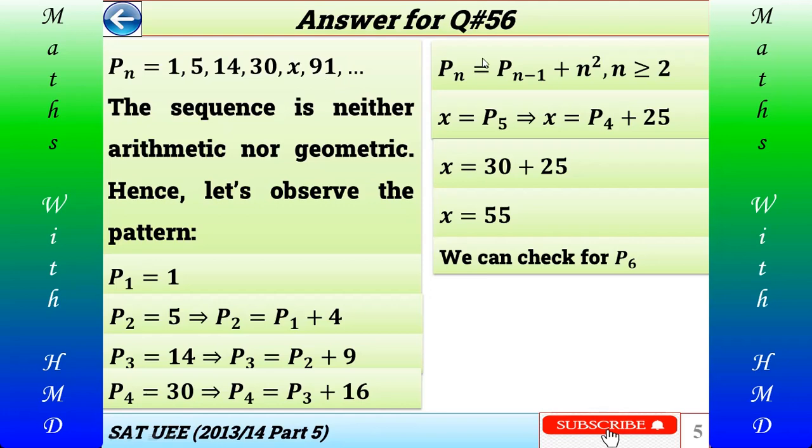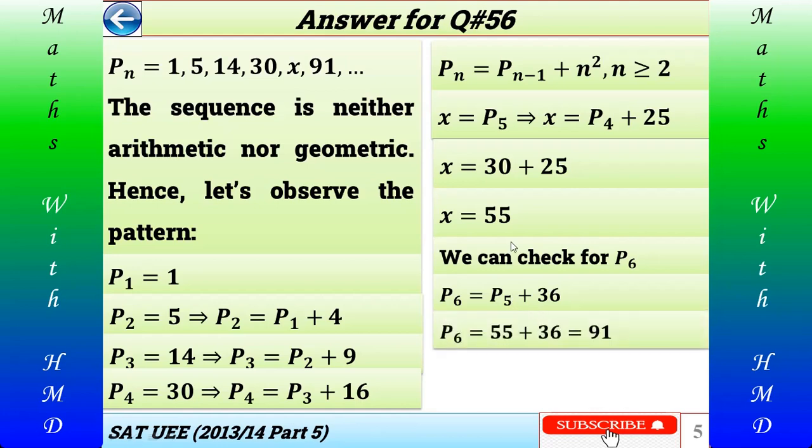So what do you think is P6? Just substitute here. P6 is going to be P5 plus 36, right? Because 6 square is 36. So P5 is how much? 55, which is the value of x. So 55 plus 36, which is 91. So our estimation is correct. Then the answer is going to be A.